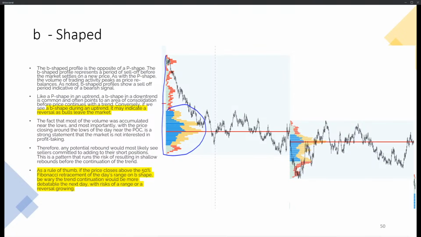Be it a B shape, P shape, you sound like you read a book. Yeah, you're asking the right question. Which book did you read? Seidlmeier? Yes, I did. Okay, I see.